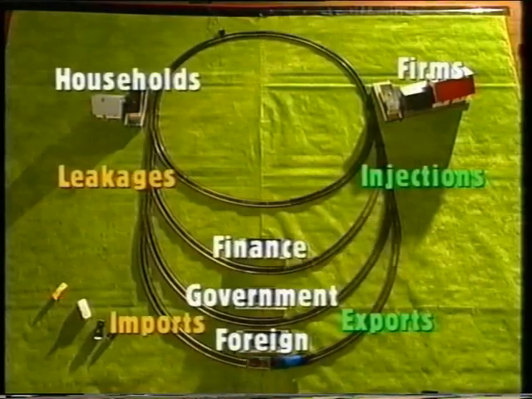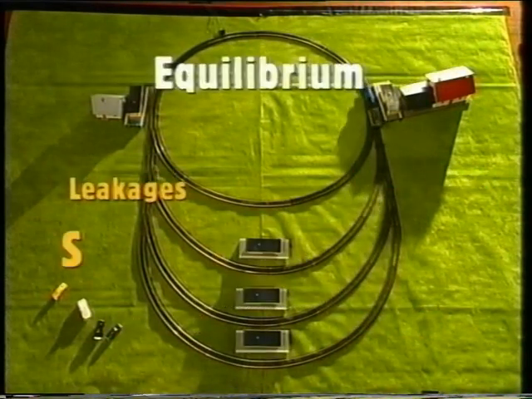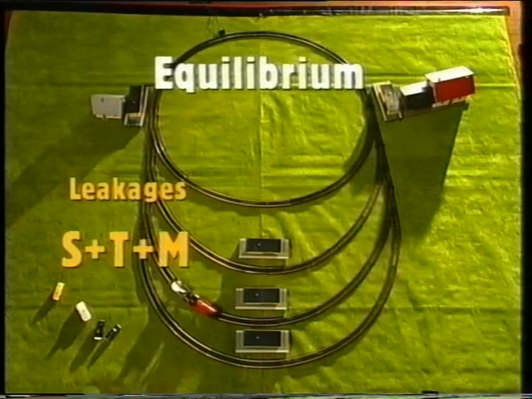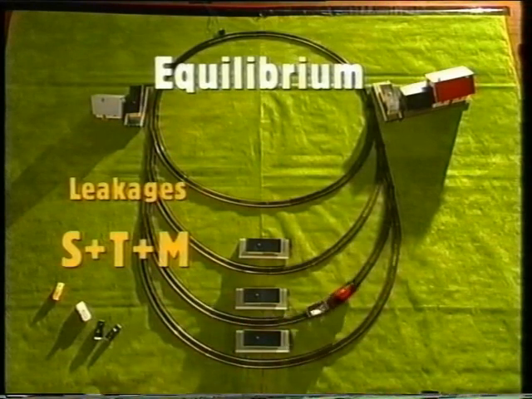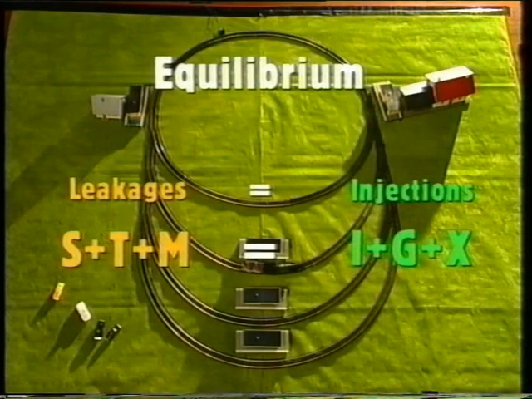So, in the five-sector model, the economy is in equilibrium when the total amount of money flowing out of the economy, savings plus taxation plus imports, is equal to the total amount of money flowing in, investment plus government expenditure plus exports.